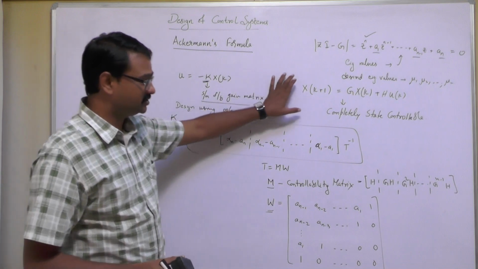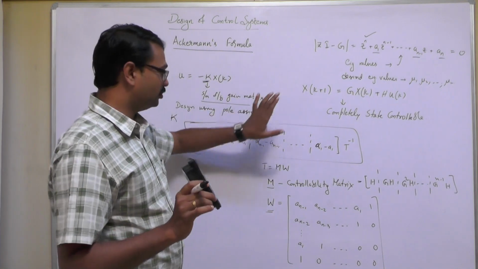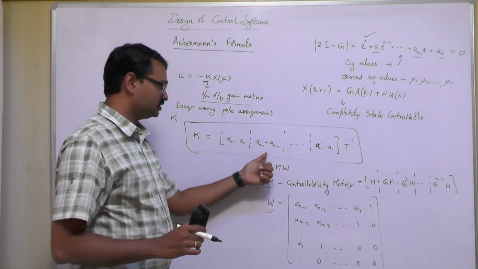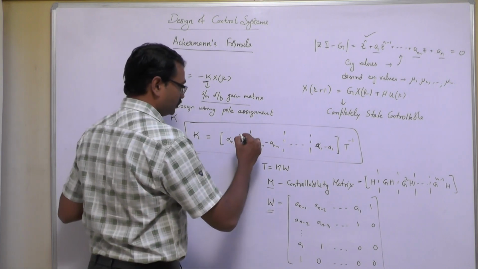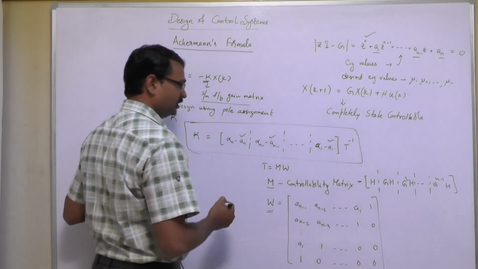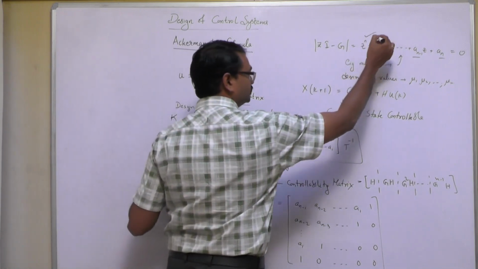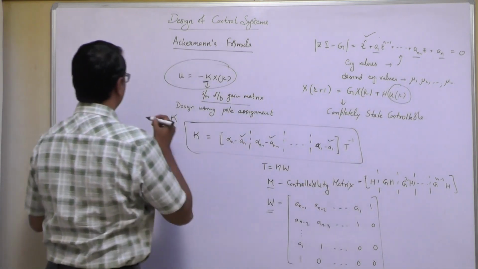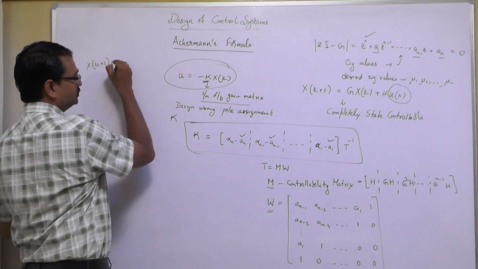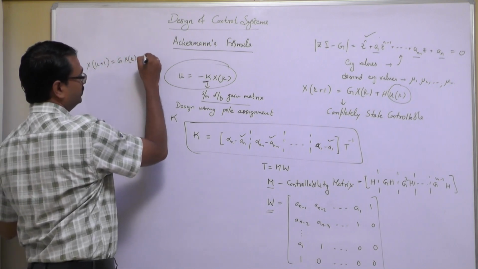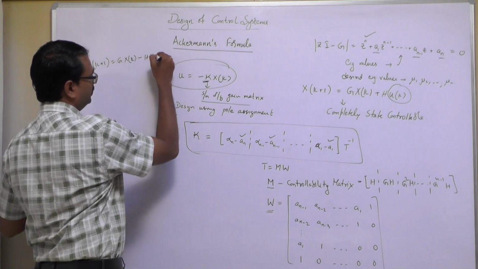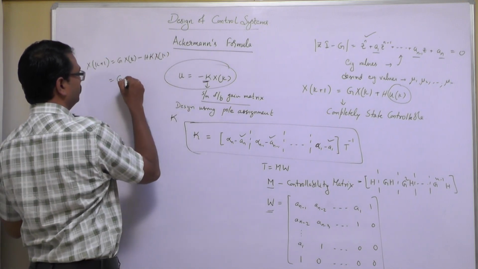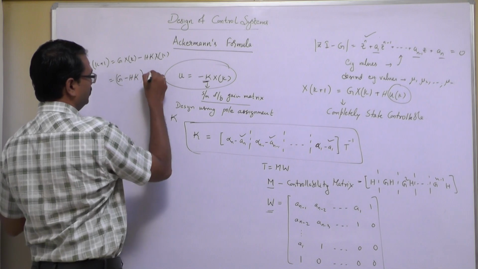If the system is completely state controllable, then it is possible for us to design a feedback gain matrix K in this way. Here a1, a2, up to an are all coefficients of this matrix. By substituting u equal to minus Kx in this equation, what equation do we get? x of k plus 1 equals G x of k minus H K x of k, or G minus HK into x of k is what we will get.